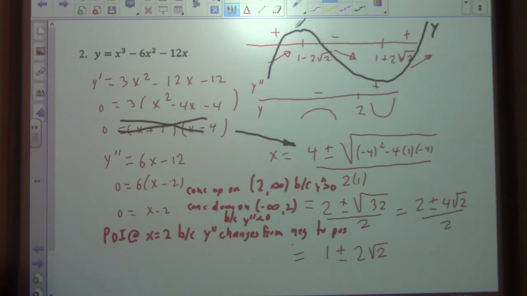And then this is where we have our critical numbers here. We have a relative maximum at x equals 1 minus 2 square root of 2, and a relative minimum at x equals 1 plus 2 square root of 2. So basically that's it, isn't it?